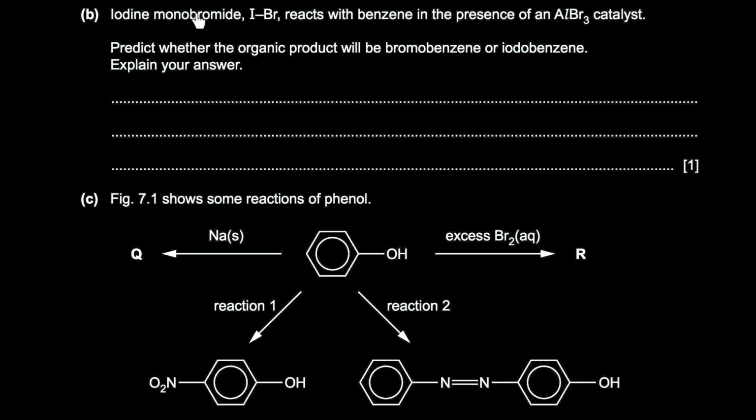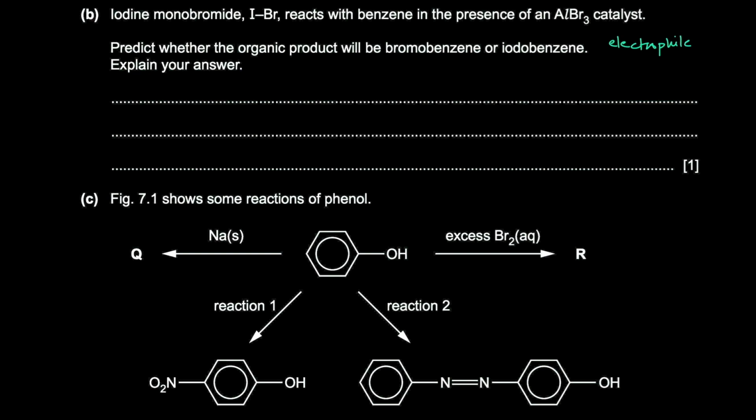Iodine monobromide reacts with benzene in the presence of an AlBr3 catalyst. Explain whether the organic product will be bromobenzene or iodobenzene. Explain your answer. Now again, this is similar to the reaction of benzene with bromine, which is an electrophilic substitution reaction. So the question here is, which will be the electrophile? Will it be the iodine or the bromine?